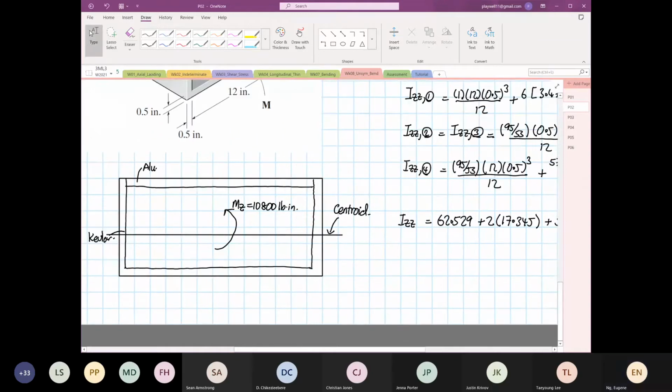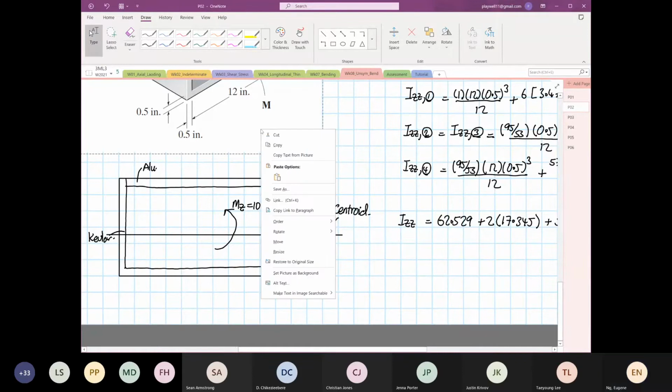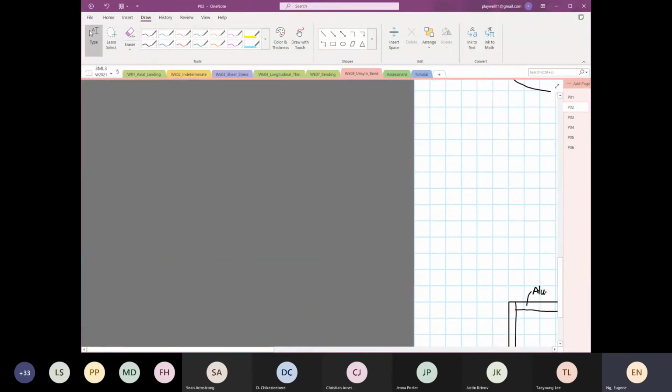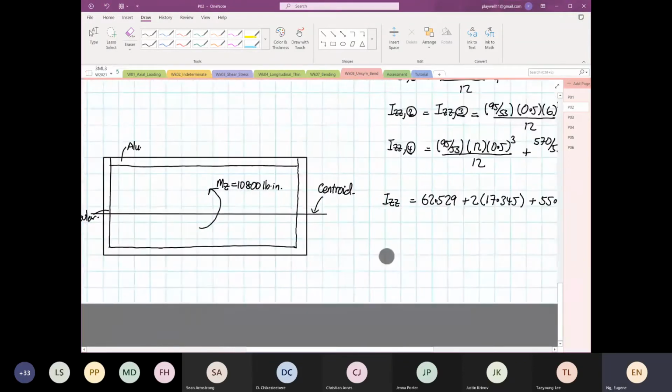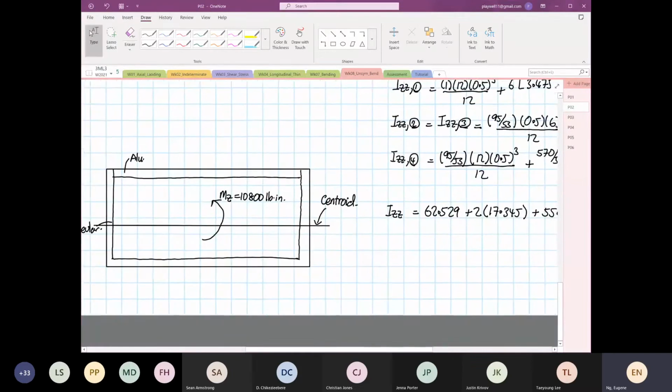So the question asks us to find the maximum stress. Can we identify the maximum stress? So we know, this is the analysis part. So what is the maximum stress?